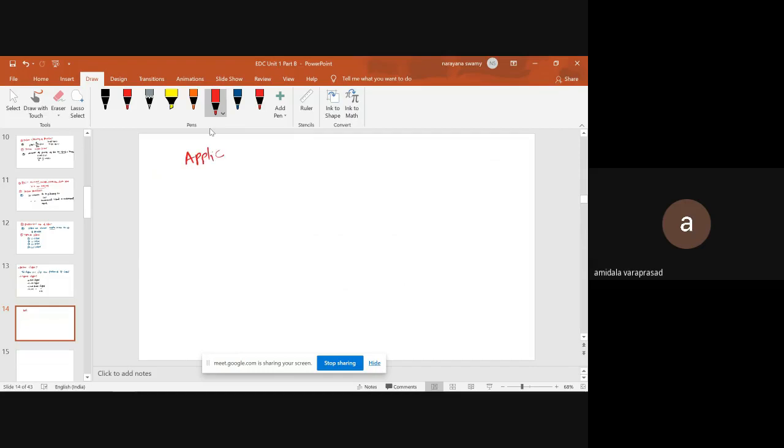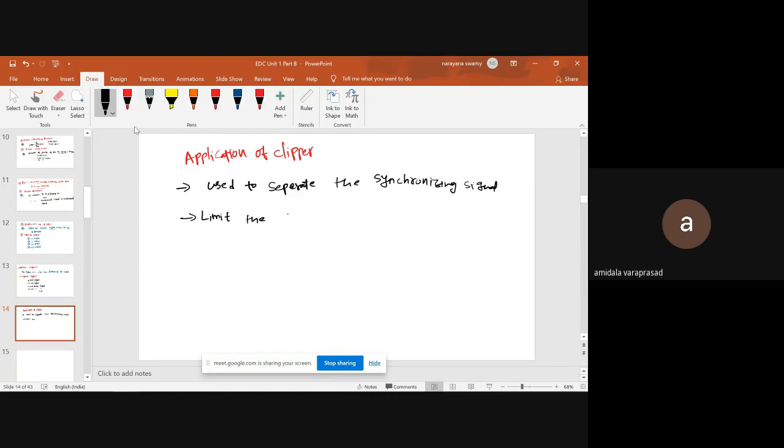Next one, application of clipper. The answer, first point: it is used to separate the synchronizing signals. Next, it is used to limit the voltage.